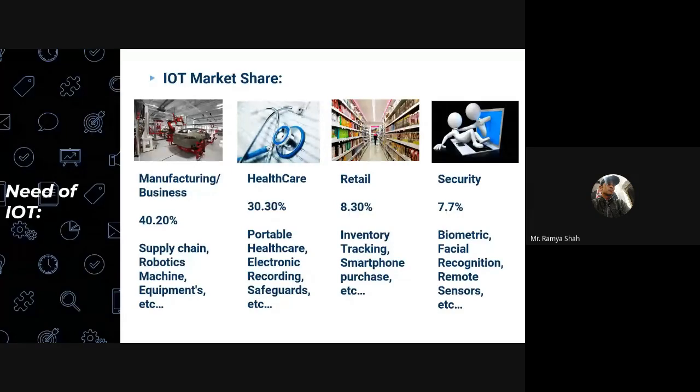The last one is the security phase, which consists of 7.7%. We have all those security doors, biometric sensors. Even if you're talking about university, we have all these things. So that's definitely for security.